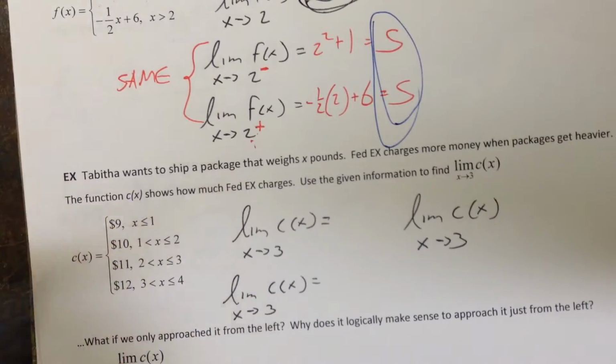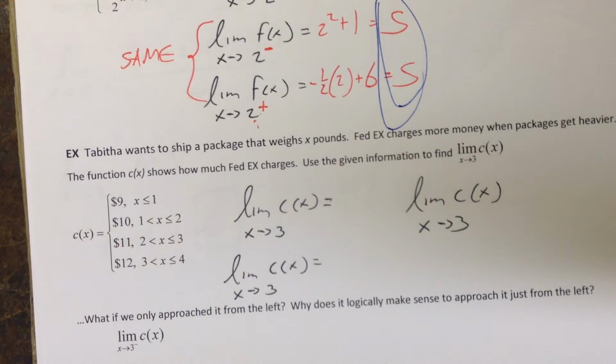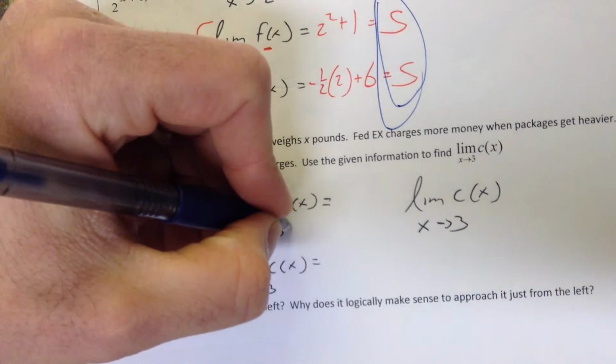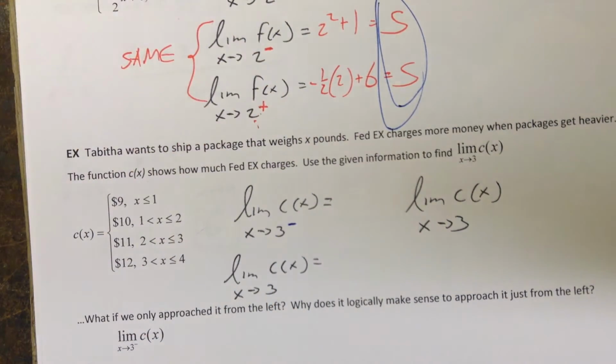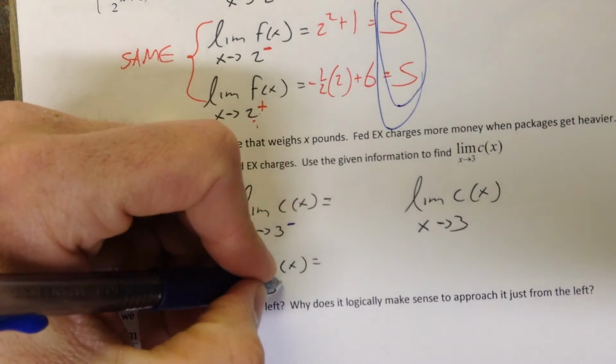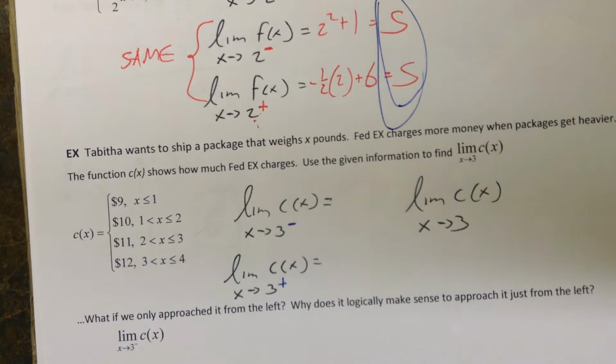What if Tabitha's box is approaching 3 pounds and it's approaching it from below? Or what if Tabitha's box is a little bit over 3 pounds and then maybe she starts taking some things out, so it's approaching from above? Let's take a look at what we're going to have here.